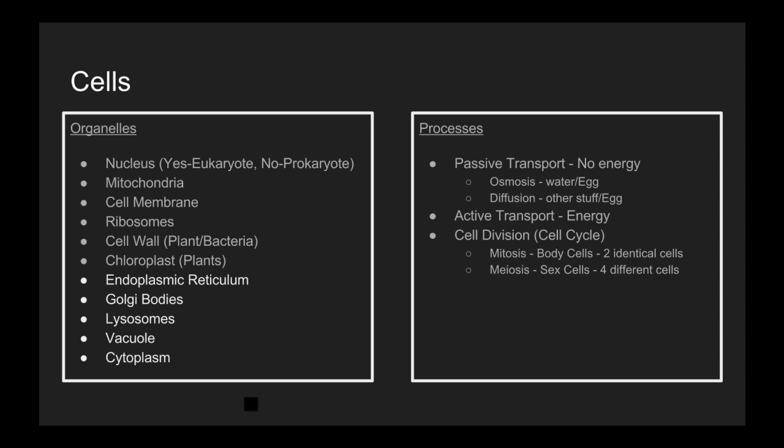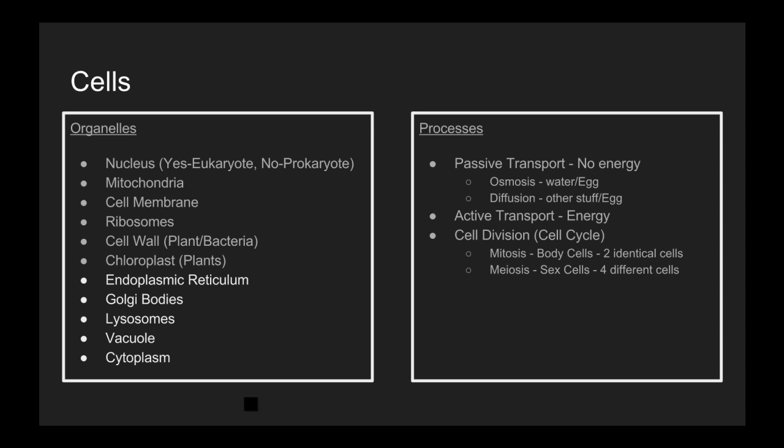Then we moved on over to the processes, and this is where we got the egg and vinegar, and we did some things to it to show you passive transport, the movement of water in and out. The egg got bigger, the egg got smaller. Diffusion, we used food coloring to show how the color can move across in and out into the egg and then back out into the water.